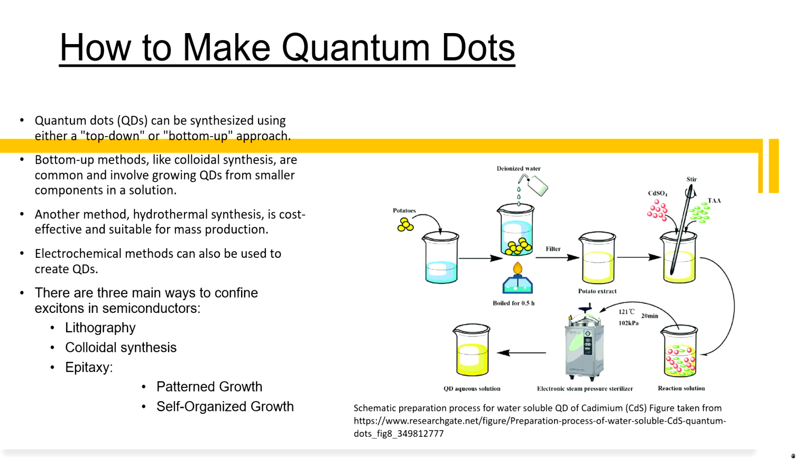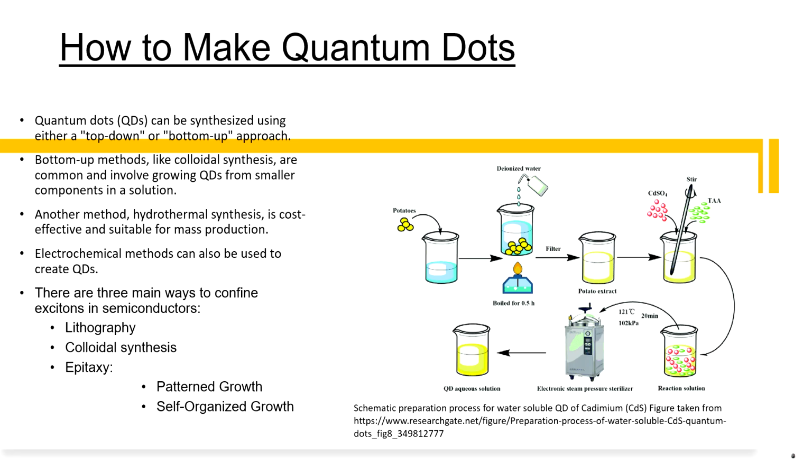quantum dots. So how to make quantum dots? Quantum dots can be synthesized using either a top-down or bottom-up approach. Bottom-up methods like colloidal synthesis are common and involve growing quantum dots from smaller components in a solution. So you take an atomic solution, where the particles are at the atomic level or even smaller, and then gradually let them grow under controlled conditions to a desired particle size. So from 1 nanometer you can get to 10 nanometers, because normal atoms are around 1 nanometer.